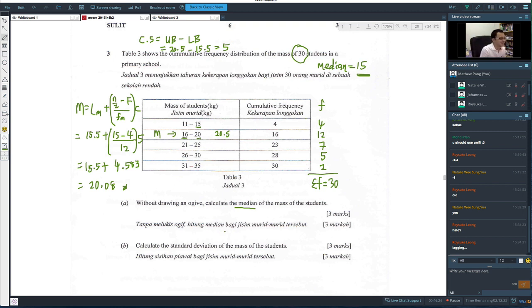Okay, anyway, calculate the standard deviation. For standard deviation, you know the formula, right? It will be the square root of the sum of fx squared over the sum of f, minus the sum of fx over the sum of f, squared. This one is the mean. So I will need to find all this information and draw my table by myself. Of course, I will need to find the midpoint.